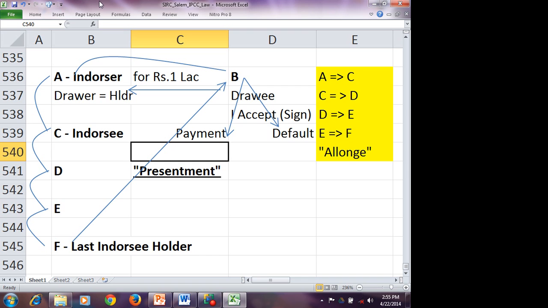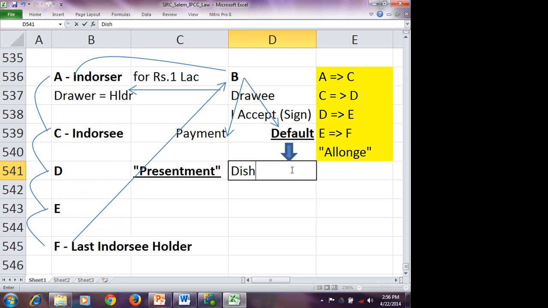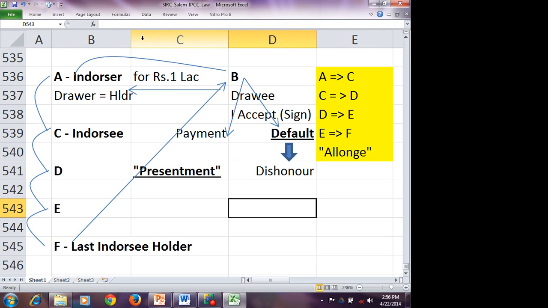If supposing B makes a default, what will happen? If he makes the performance, there is no further provision in the Act at all. If B makes a default, then what will be the consequence? You will say that the instrument has become dishonored. Dishonor of the instrument, and you are required to proceed to protect the interests of the parties. What remedy has F got now? Upon dishonor of the instrument, what remedy has F got?